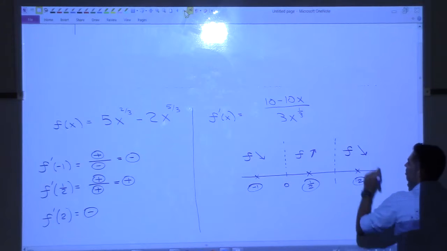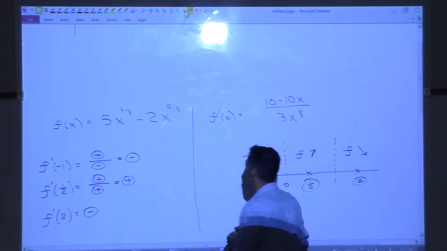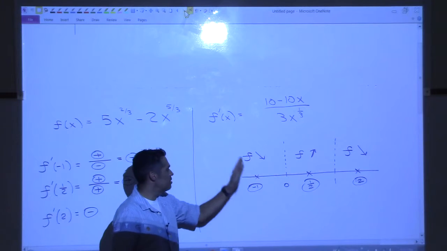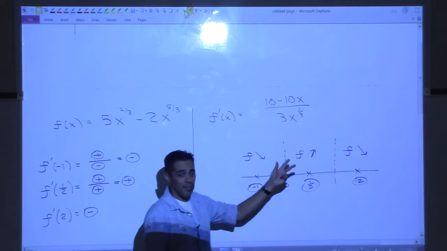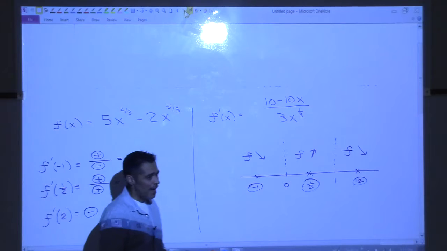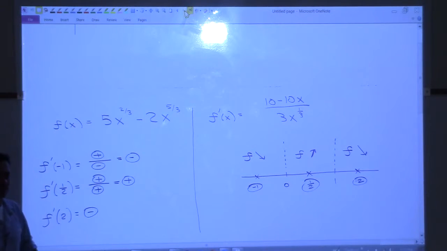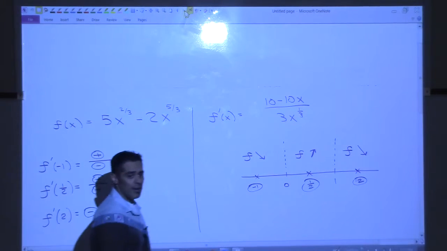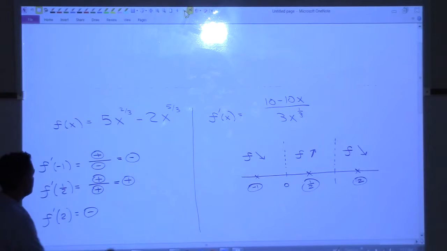And I always have students ask me, will it always switch? Do you have to check them all, or can you just find the first one and then just know that they switch every time? And the answer is you have to check them, all right? Because some functions they switch, some functions they don't. Okay, now from this we can start answering the questions.